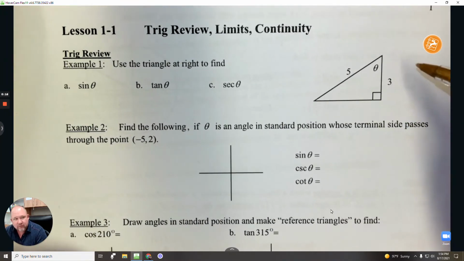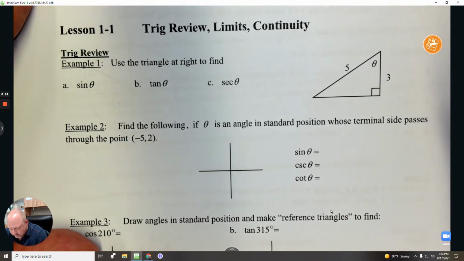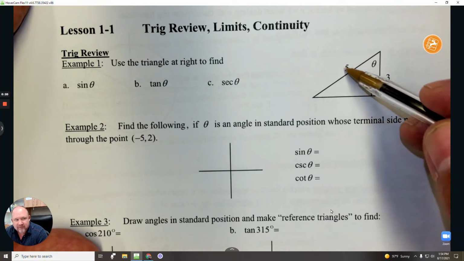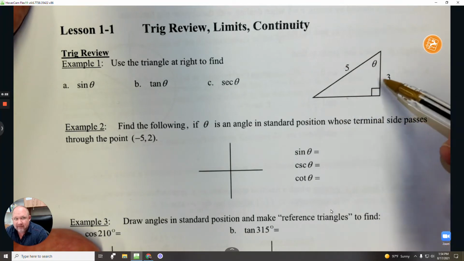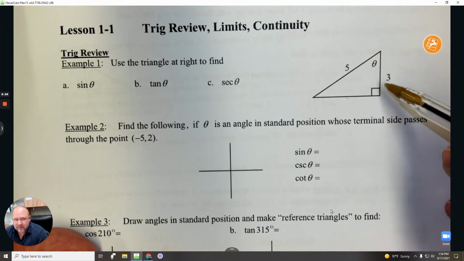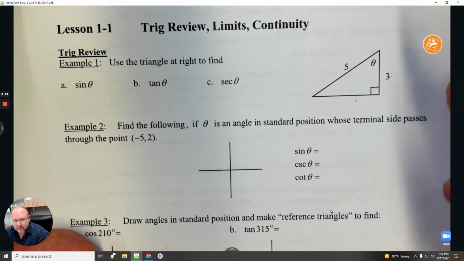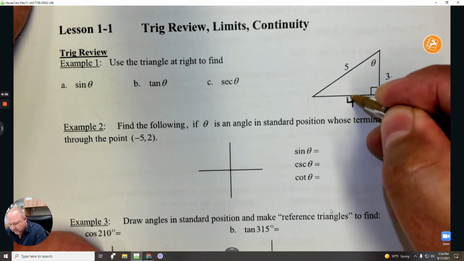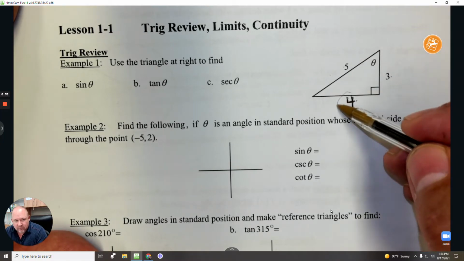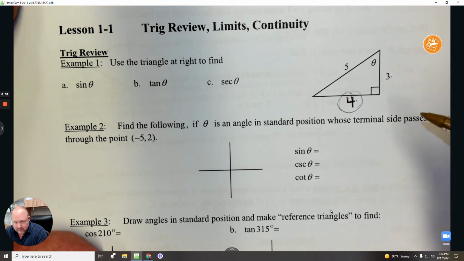So for right triangle trigonometry, this is SOHCAHTOA. I want you to notice we're missing a side here. When you have a missing side of a right triangle, this is the Pythagorean theorem: a squared plus b squared equals c squared. You might also recognize it as a 3, 4, 5 triangle. So we first need to find that missing side, however you want to find it.